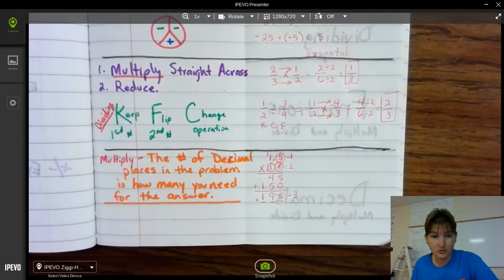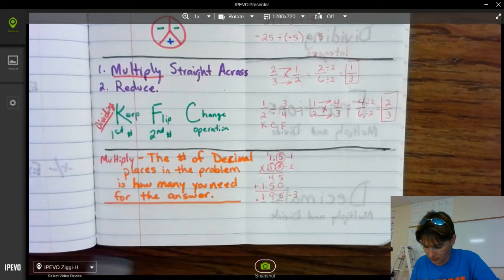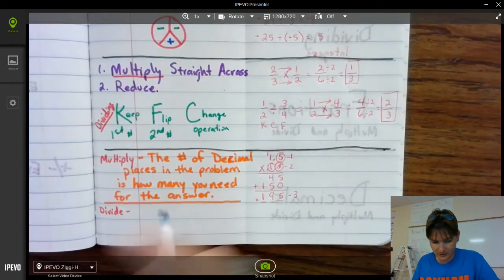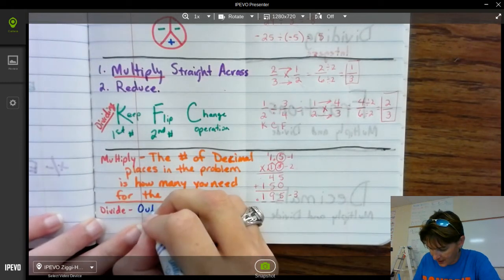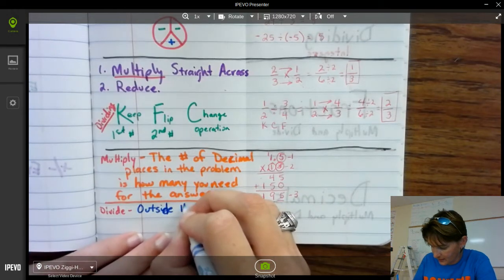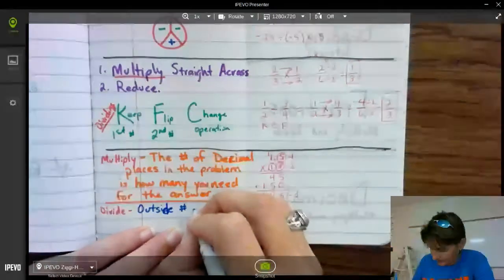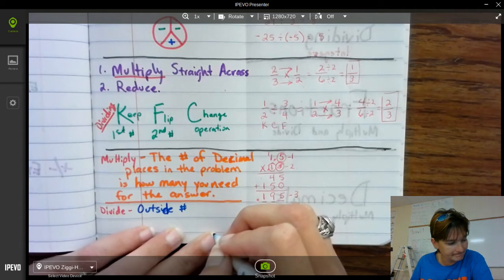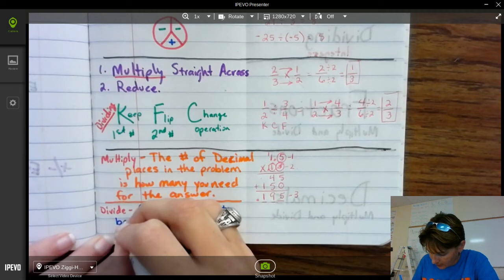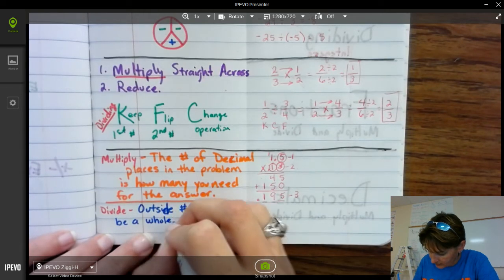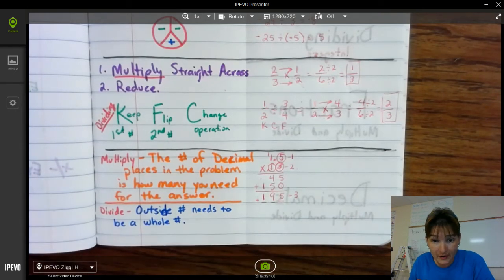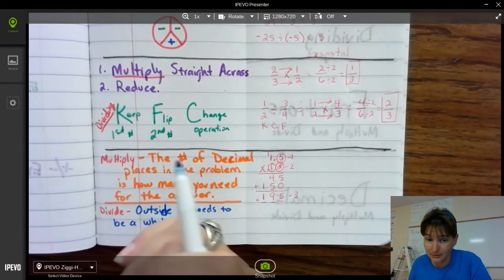Our rule of thumb is to make the outside number into a whole. So here is dividing with decimals. The key is the outside number needs to be a whole number. And if you have a decimal on the outside, that means you have to move it to the right to make it a whole number.